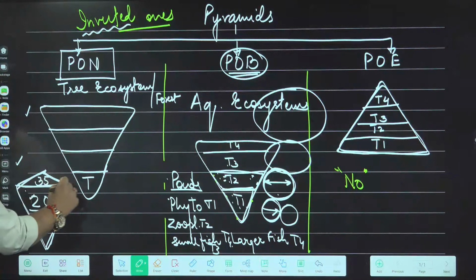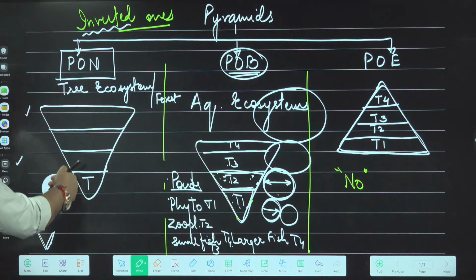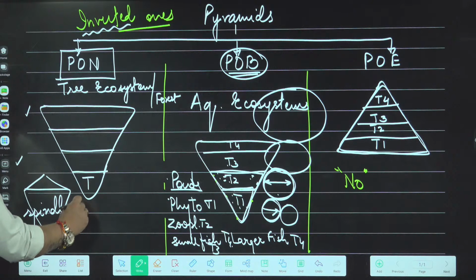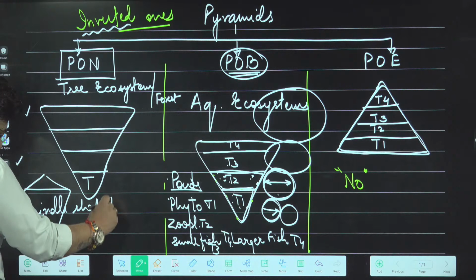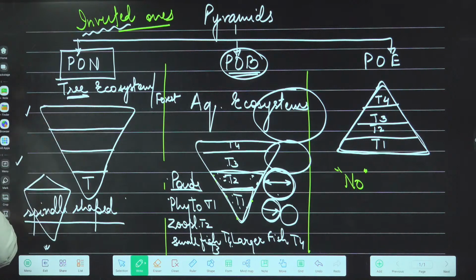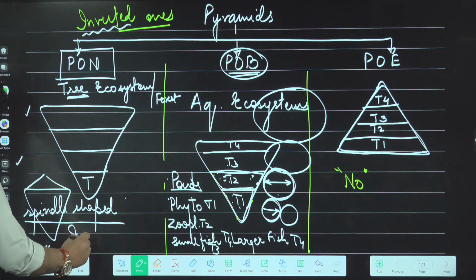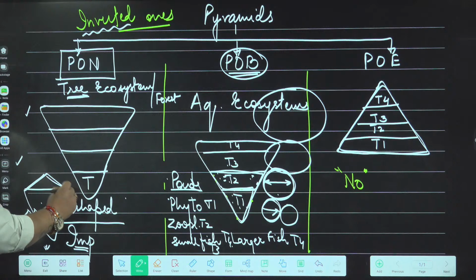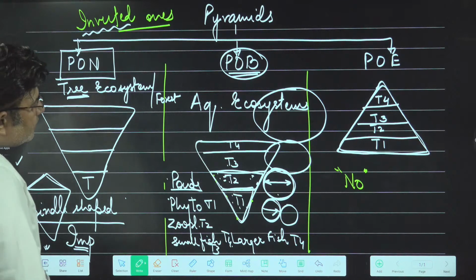It is a modification of inverted only, because how I drew it like this, beta. I first make an inverted one and then I make it a spindle shape. You understand? It's called spindle shaped. Spindle shaped can be obtained in the tree ecosystem. This is possible in the tree ecosystem with the example I have given you, and this is important. If you read the NCERT, you will find an example of this ecosystem and this pyramid. They will ask the student, what type of pyramid will you obtain? And the answer is, we are going to obtain a spindle-shaped pyramid.